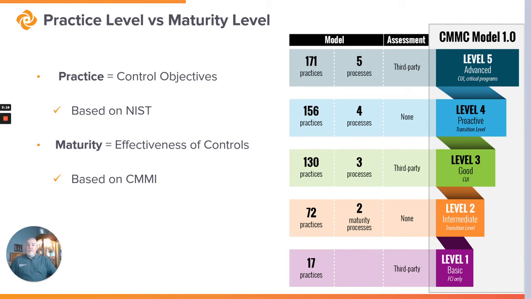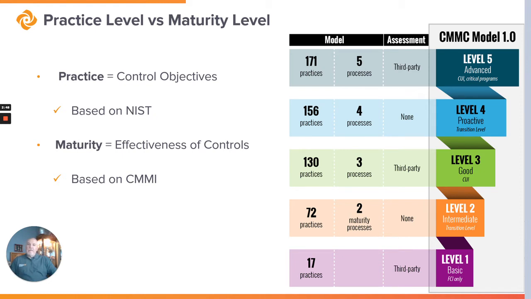Now, maturity levels differ from practice levels. Practice levels are essentially the controls that have to be in place to achieve a certain level in CMMC. In theory, however, you could have controls in place to achieve that level but still be considered immature. So for example, level 3 is good. You could have the practices in place but still be immature in how those practices are implemented. For example, they could be performed but not yet documented, measured, and continuously improved upon.